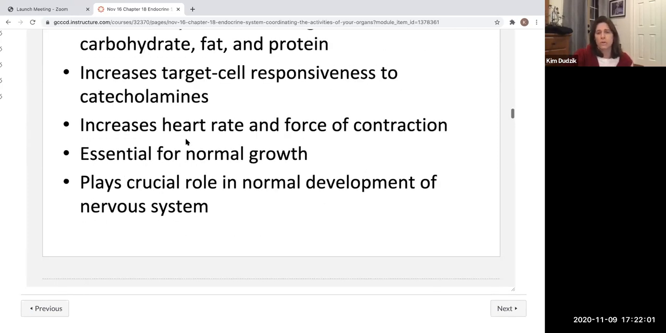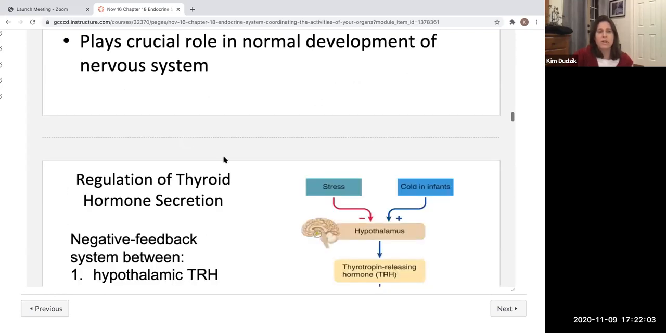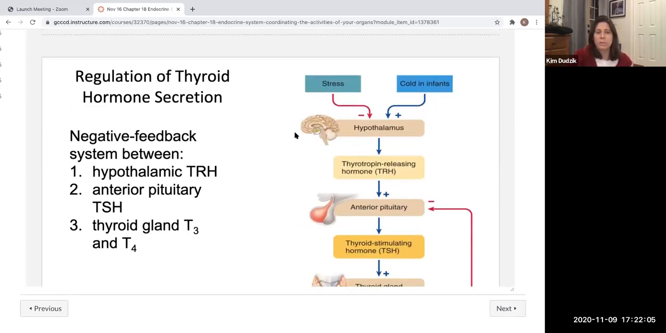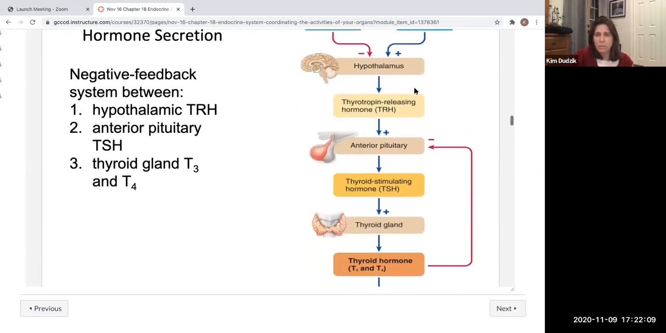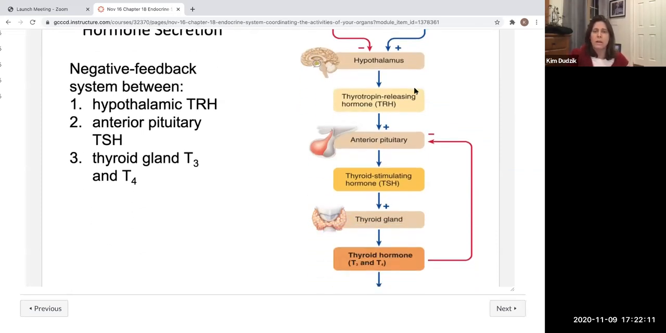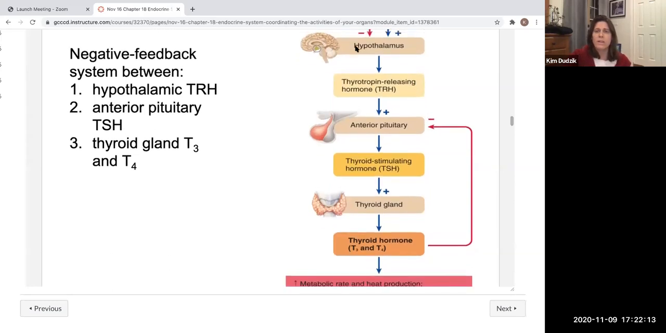Okay, so this is the big part, what you have to know, the regulation of thyroid hormone secretion. Okay, ignore these two at the top. I'm going to push them out of view. Okay, what I want you to see is, so you've got to know this flow. You have to be able to trace this pathway.